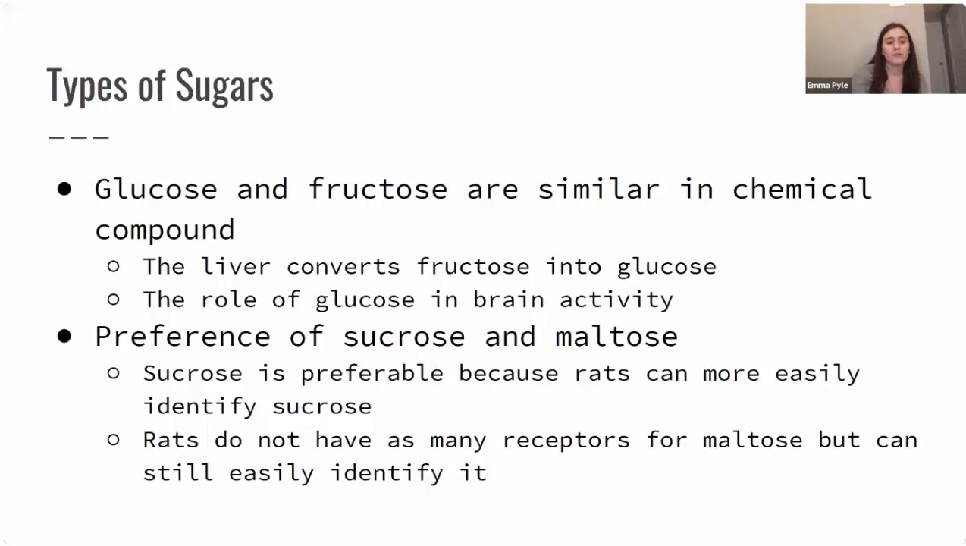We also looked at the preference of sucrose and maltose. Sucrose and maltose are preferable to rats because they're sweeter in nature. Sucrose specifically, because there are more receptors for rats to discriminate. And maltose doesn't have nearly as many receptors as sucrose, but rats still prefer it because it's so sweet. Because of this, rats are more likely to differentiate between sucrose and glucose and fructose because of the increased number of receptors that they have. And we use this background information because we wanted to use taste aversions for glucose and fructose to see conditioned aversions and generalized avoidance. Next slide.